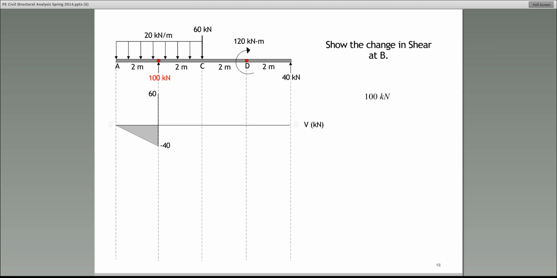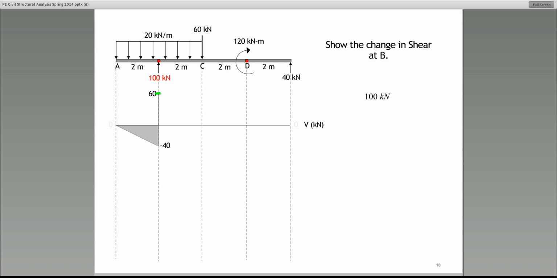The effect of that 100 kilonewton reaction at point B is that the shear diagram will show an abrupt net change of 100 kilonewton going up. So if you start from negative 40, it ends at plus 60. Now, help me out. Based on what I've just shared with you, what do you think the shear diagram is going to look like from B to C?